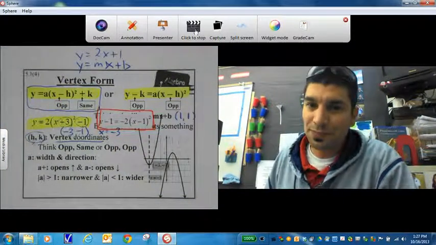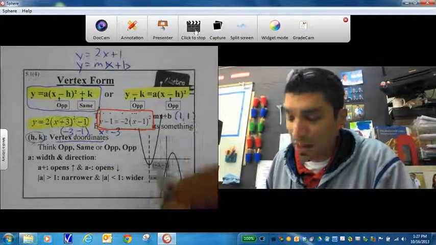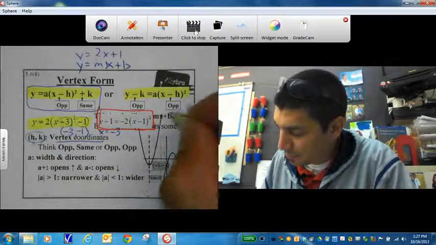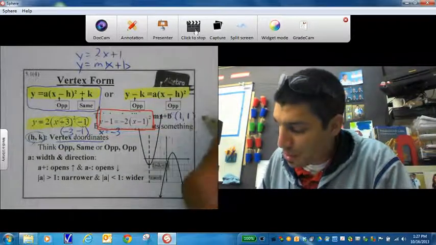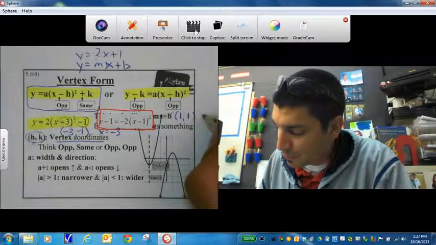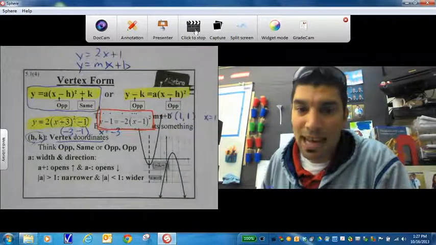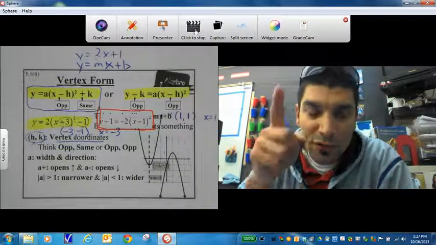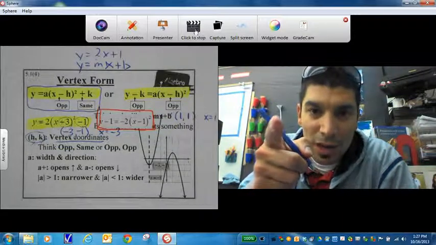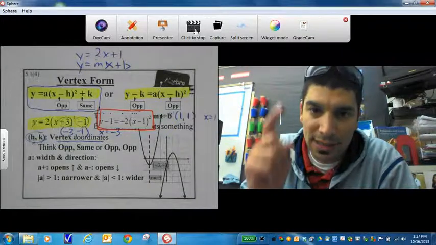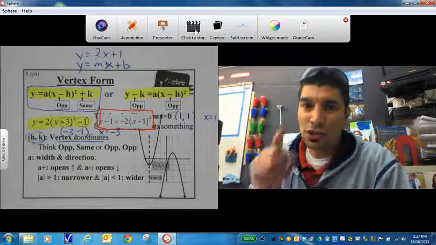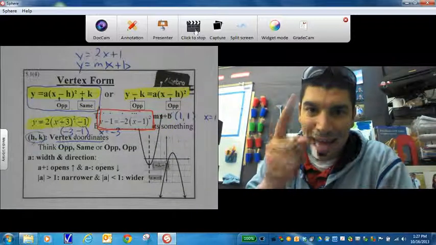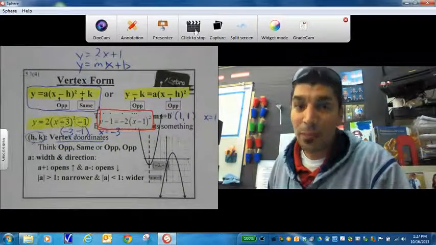This one, opposite, opposite. So there is my vertex. My vertex is at 1, 1. Where is my line of symmetry or my axis of symmetry? It would be at x equals 1. Don't forget the x equals. If you wrote it as 1, you're going to miss a silly point on the quiz or test. Don't be that person. You're better than that.